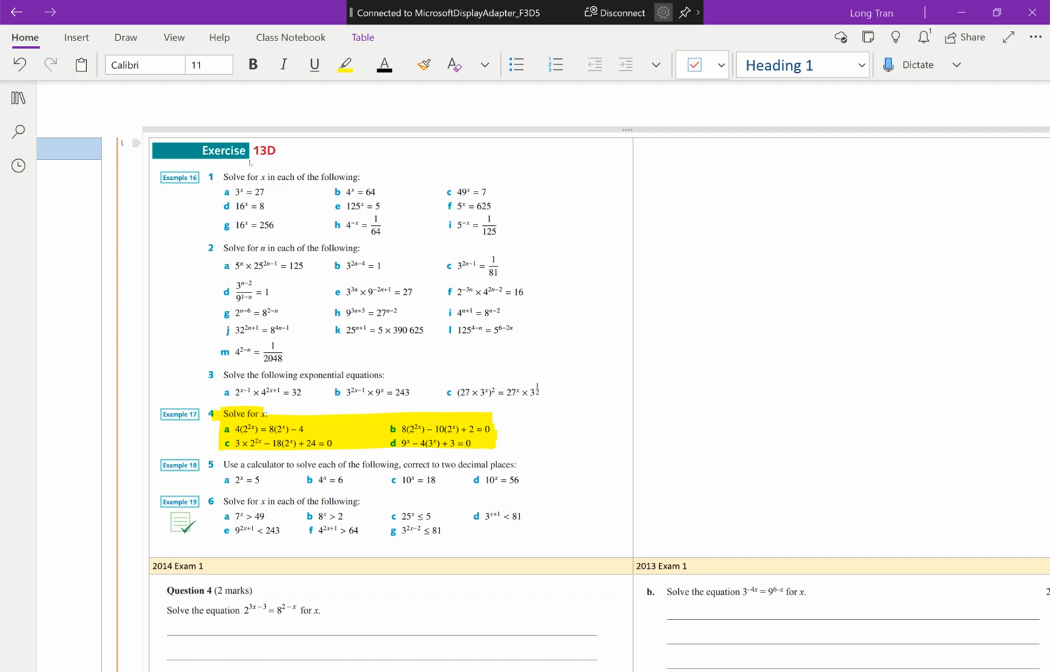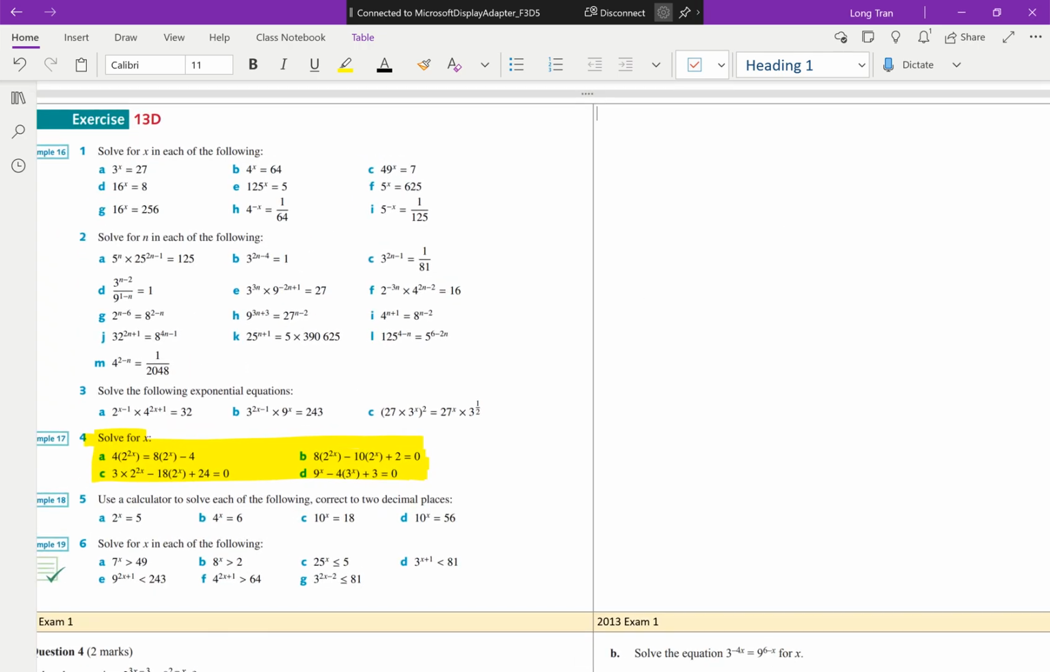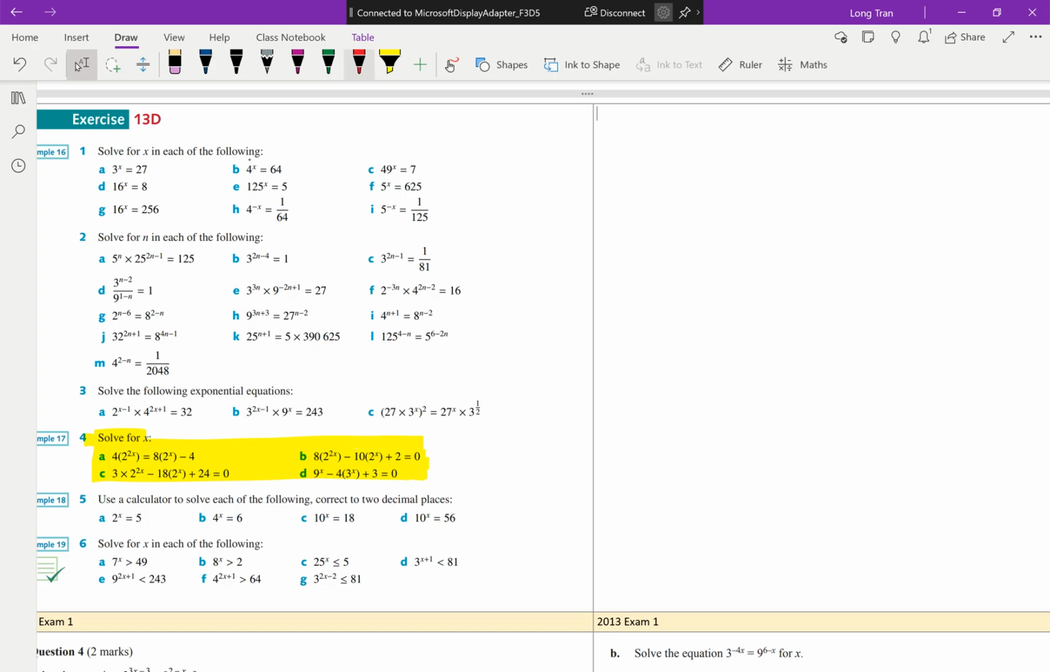All right, question 4, Exercise 13D, we're going to be solving. So let's do question 4. I'm going to show you the gist of it, and then once you've got the gist of it, you can have a go with these past exam questions from year 12.